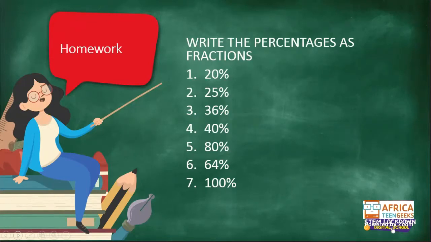Okay, now let's move to number 5. Four over 5 is the correct one. Thank you, Michelle. 4/5 is correct. And also let's look at number 6. We have 64%.